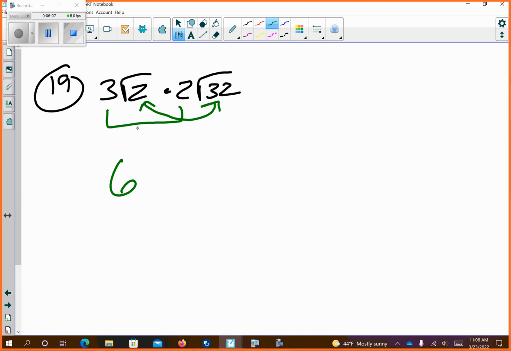So on this one, if you start recognizing your perfect squares, if you multiply 2 and 32 together, you get 64. And 64 is a perfect square. So what's the square root of 64? 8. Now I don't have a radical because I did the operation. I did the square root of 64 to get 8. There was nothing left behind, so then I just multiply 6 and 8 together to get 48.